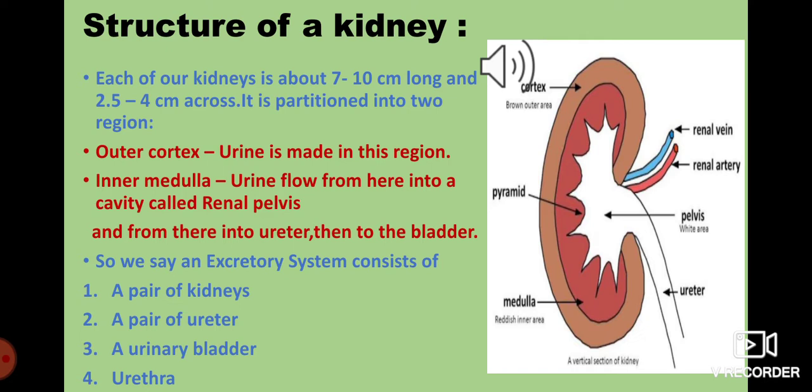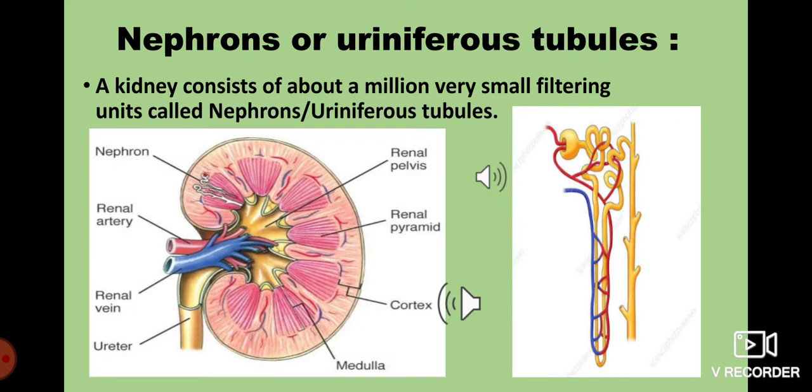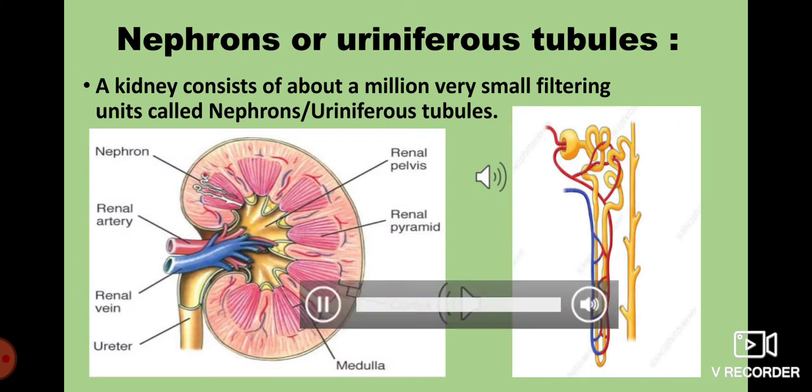So we can say that the excretory system of a man consists of a pair of kidneys, a pair of ureters, the urinary bladder and the urethra. You can see in the figure a vertical section of a kidney.